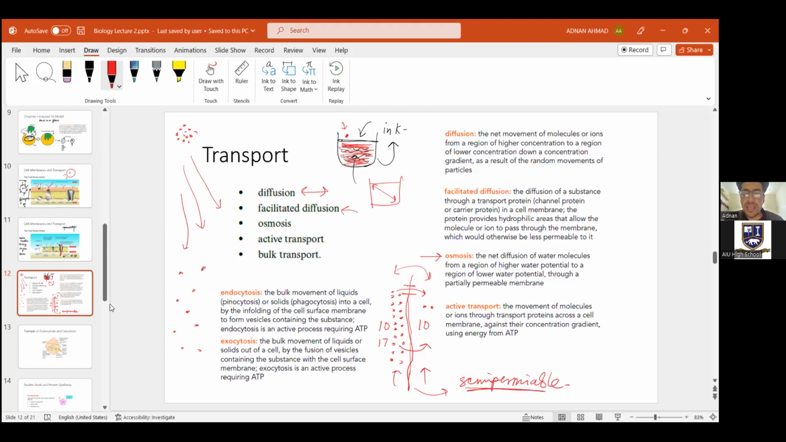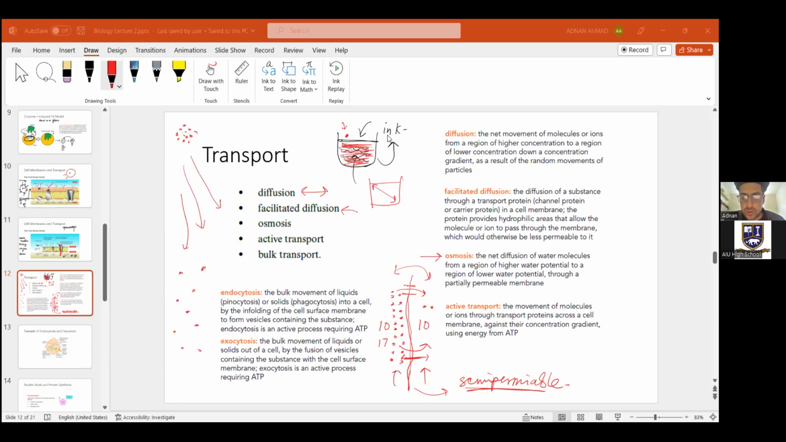Semi-permeable means that it allows some things to cross, and sometimes some things are not allowed to cross. For example, only students can exchange through this door, and you cannot move chairs. So this is how osmosis works.